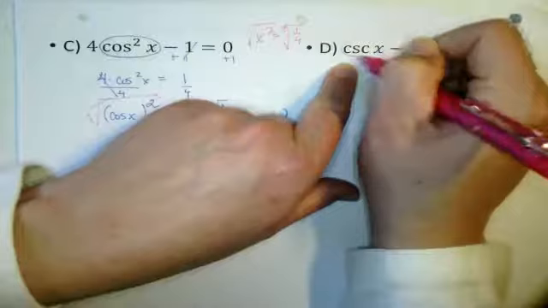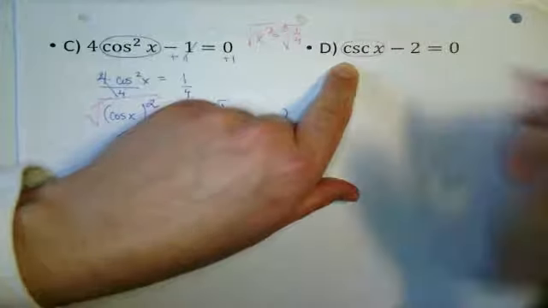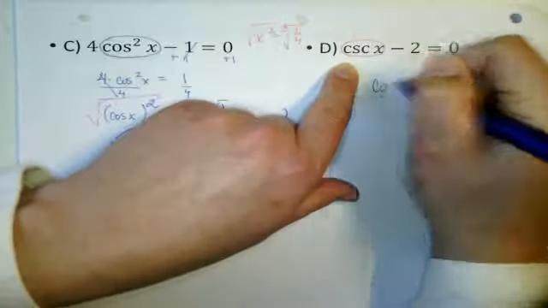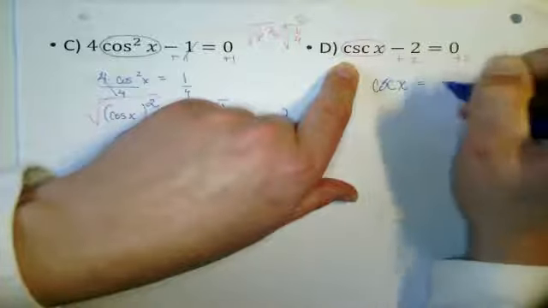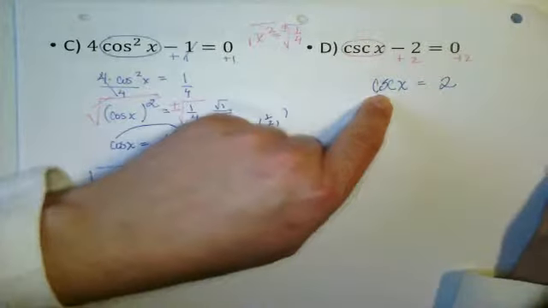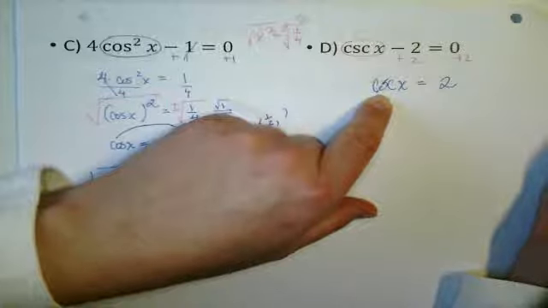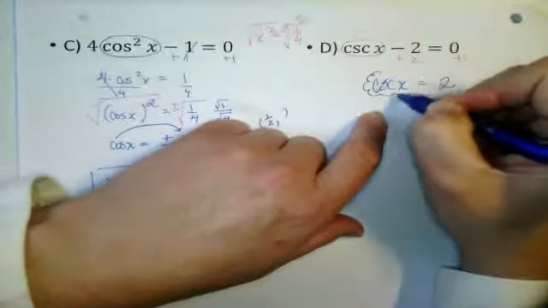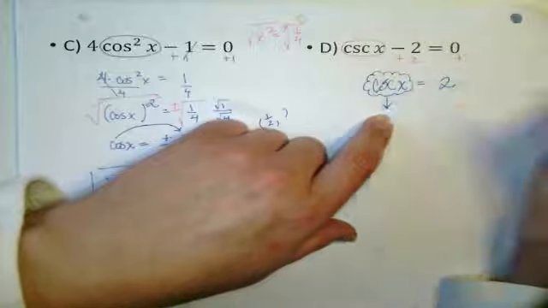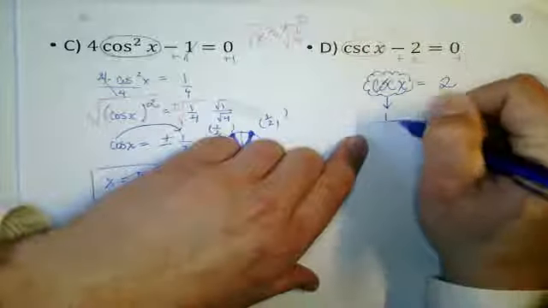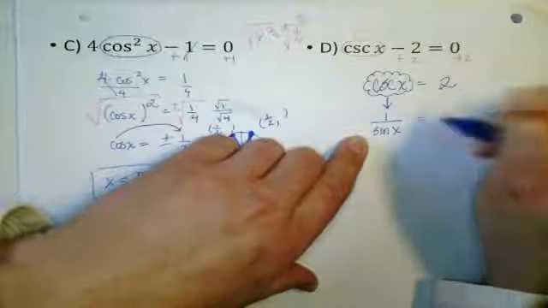Cosecant, interesting. Same idea. Let's isolate our trig function. So I'm going to start by adding 2 to both sides. So that gives me cosecant of x equals 2. I don't have cosecant on my unit circle. So I'm going to use one of our nice little trig identities. Use that reciprocal identity. Cosecant is the same as 1 over sine of x.